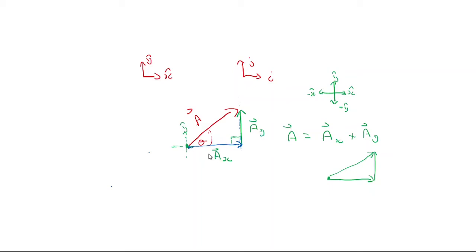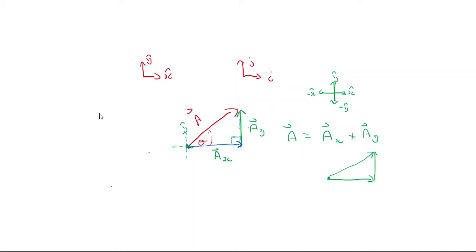Therefore, what you have effectively done is you have actually managed to break down the vector A into different components. Right? So this is what we mean when we say that you are actually resolving vector A into an x and a y component.